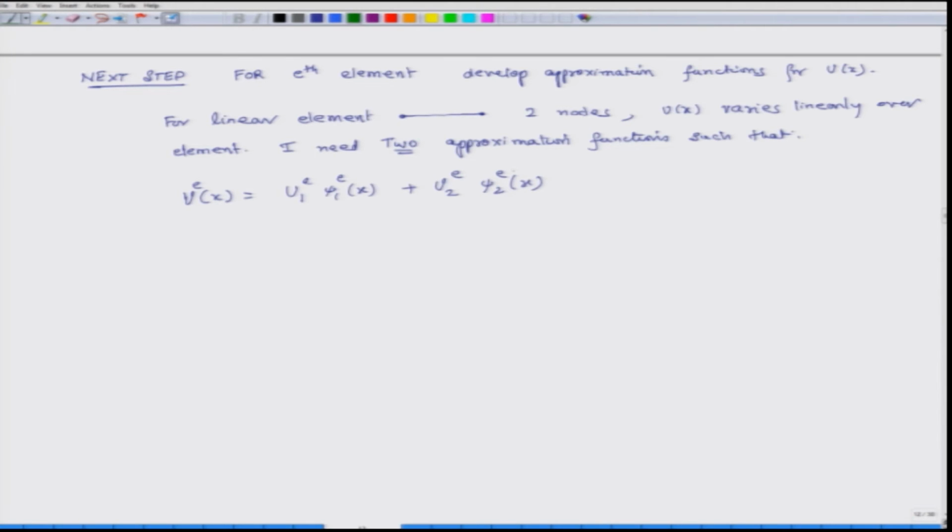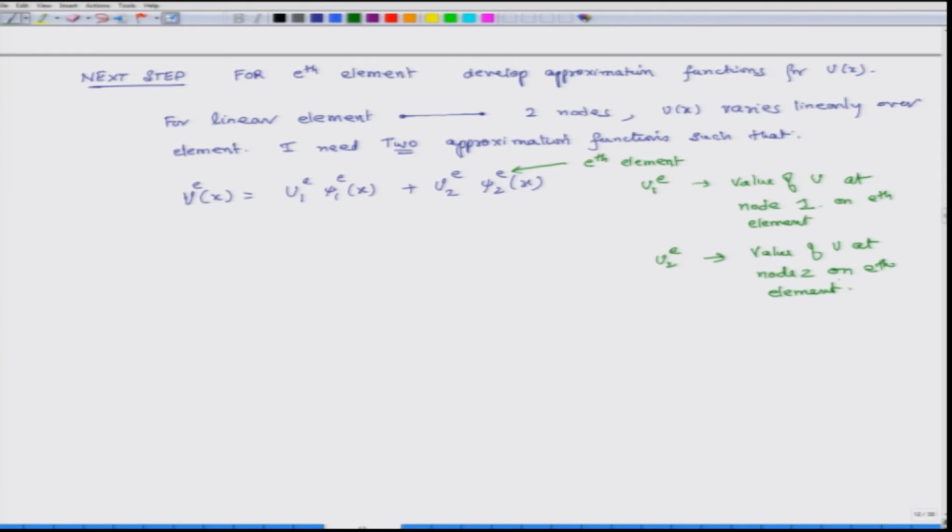So, this superscript e represents each element. u1e is the value of u at node 1 on each element, and u2e is the value of u at node 2 on each element. Okay.